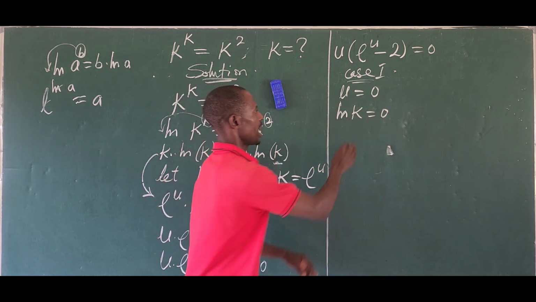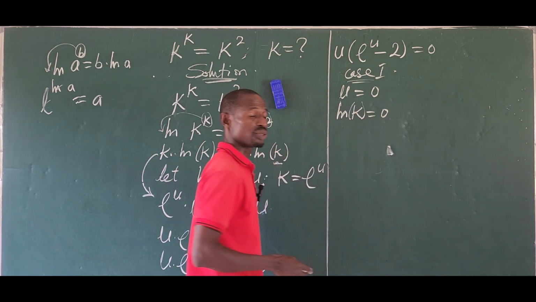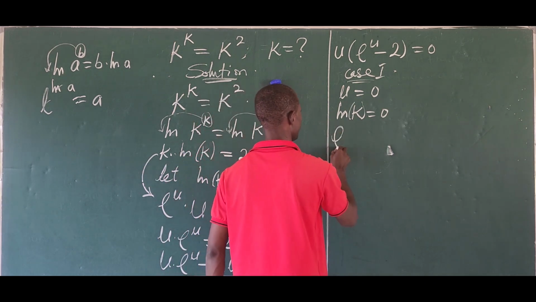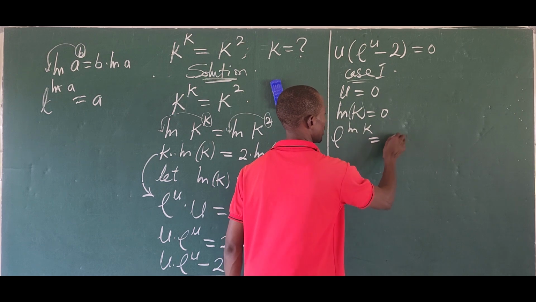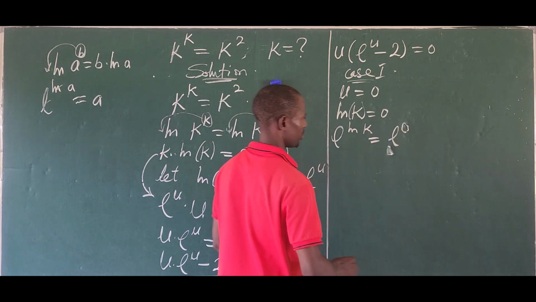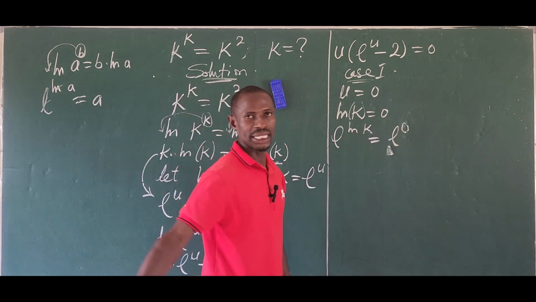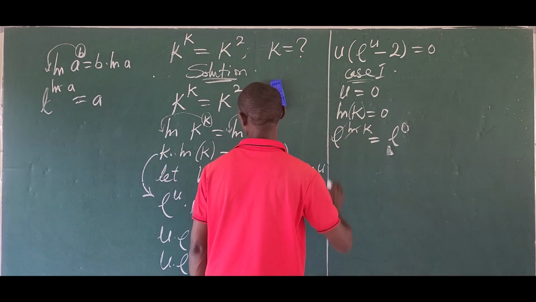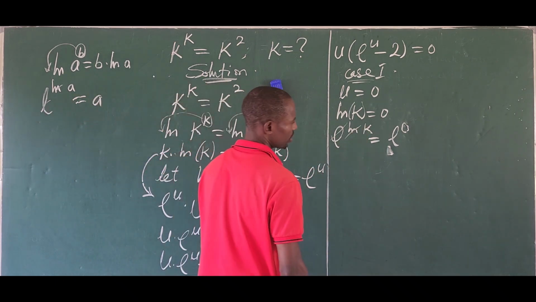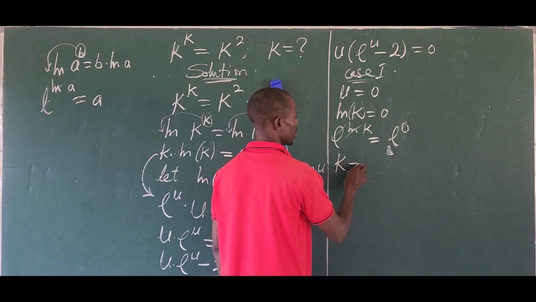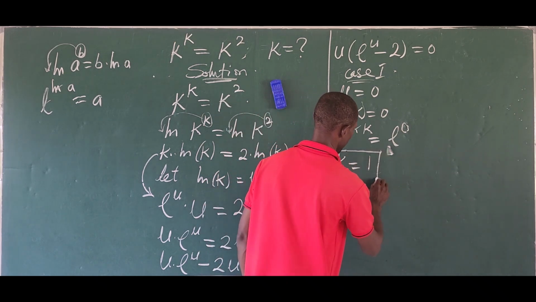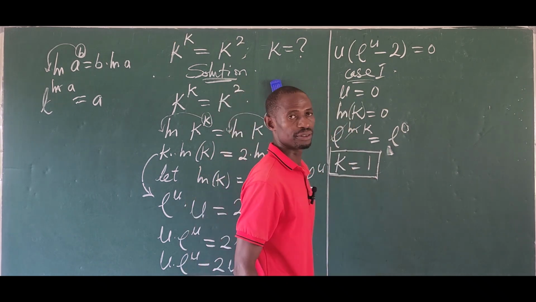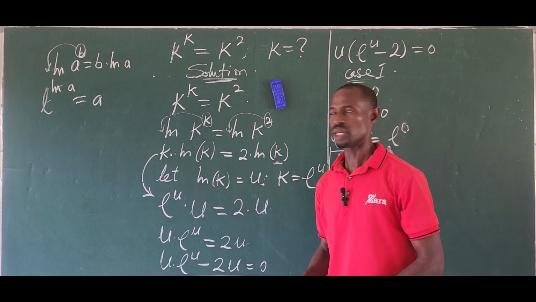So for us to get our k here, we just have to introduce e here. So we're going to have e to the power of the ln of k. This other side, e to the power of 0. This is ln base e, and so this will leave the system according to this expression here. So we are left with k is equal to e to the power of 0, which will give us what? 1. So we have the first value for our k to be 1.